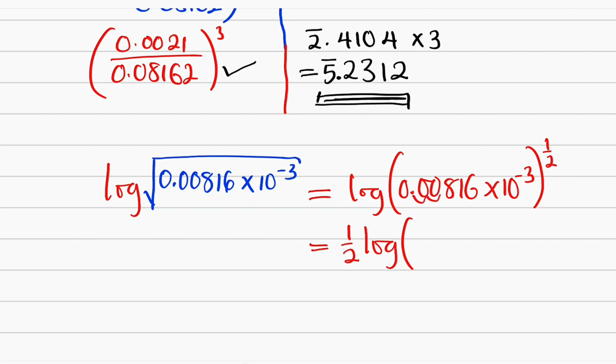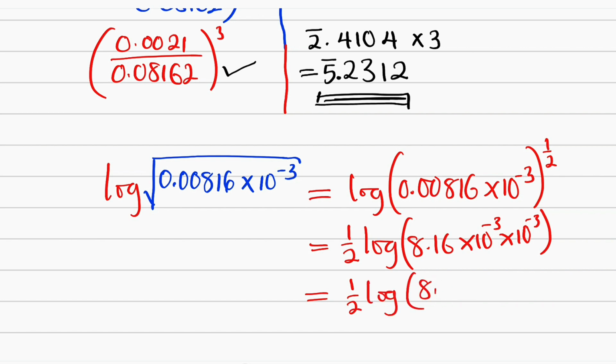We migrate this point 1, 2, 3 times to the right. It becomes 8.16 times 10 raised to the power of negative 3, times 10 also raised to the power of negative 3. And from laws of indices, you can see these two numbers have the same base. If they have the same base and they are multiplying, we can just add their indices. This is equal to 1 over 2 log of 8.16 times 10 raised to the power of negative 6. And this power of negative 6 is said to be the characteristic of this number right here.